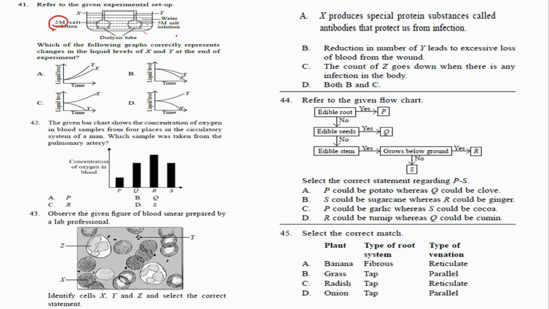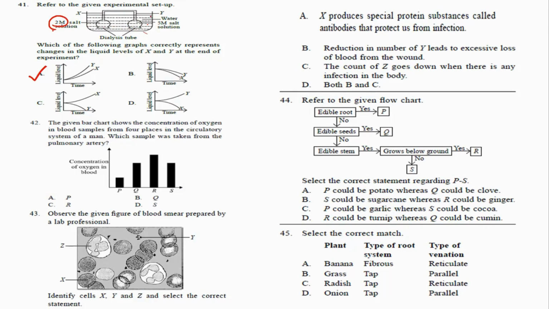So here we can see inside the dialysis tube, the molar concentration is 2 molar, and outside it is 5 molar, right? So in this case, what will happen? From Y there will be more osmosis, correct? Because outside it has more molar concentration, right? And in this tube there is nothing. So which graph is indicating the correct one? Graph 1 is indicating the correct one, because inside the dialysis tube, in X there is only 2 molar salt, and in Y there is nothing.